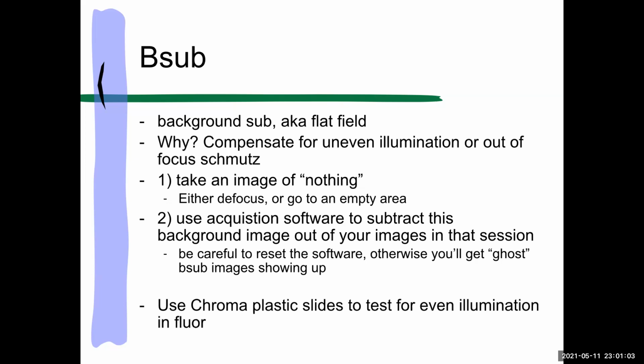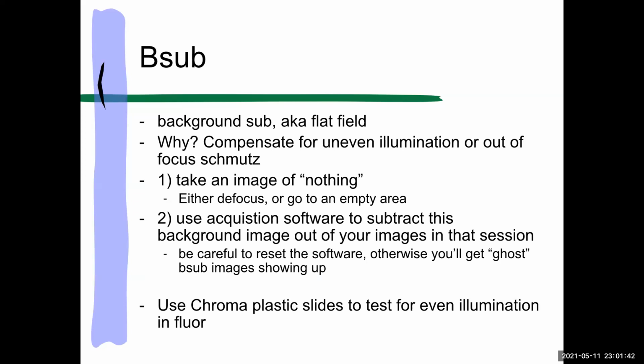So what you do is you take an image of nothing. So you either defocus or go to an empty area. That image of nothing will have your Schmutz, will have your uneven illumination in it, but it won't have your specimen. And then use the image acquisition software you're using. Somewhere in there, there will always be a B-sub, a background subtraction, or flat field. Background subtraction is what I see it called most often. And you are mathematically going to subtract this background image out of your images in that session. And that's legit. You're allowed to do that.